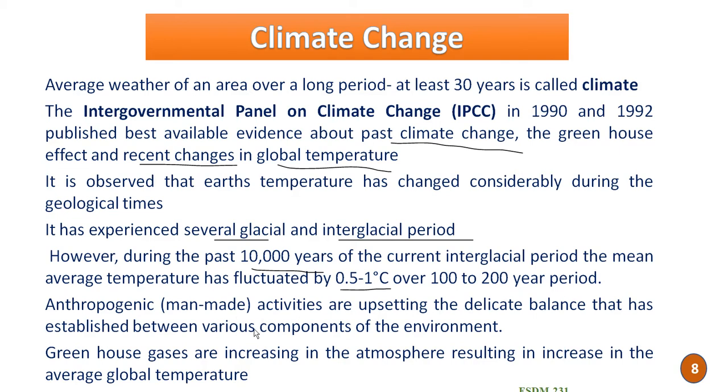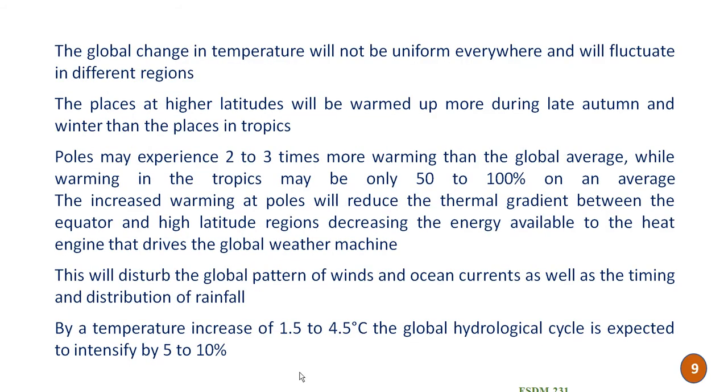And anthropogenic, that is man-made, activities are upsetting the delicate balance that was established between various components of the environment, and due to these man-made activities the balance is being disturbed. Greenhouse gases are increasing in the atmosphere, resulting in an increase in the average global temperature. The global change in temperature will not be uniform everywhere and will fluctuate in different regions.